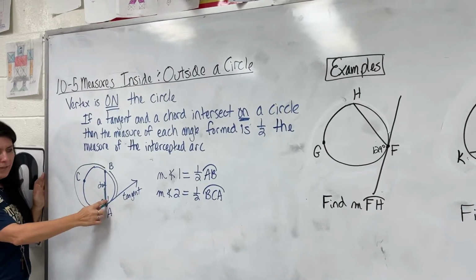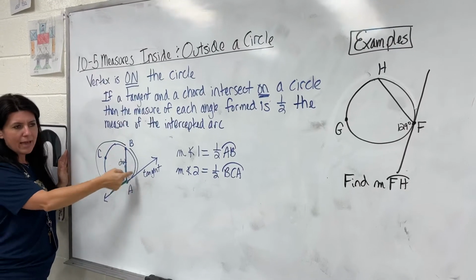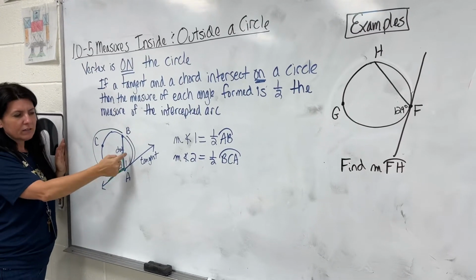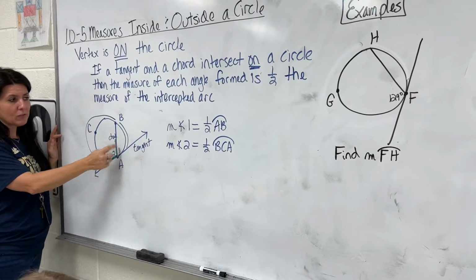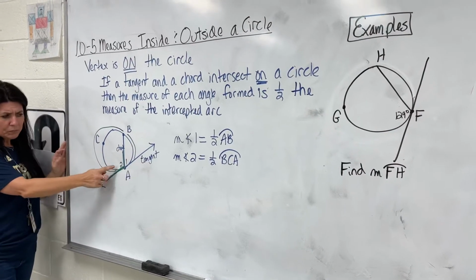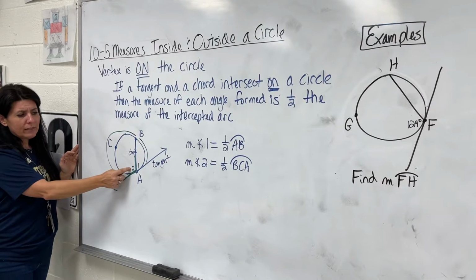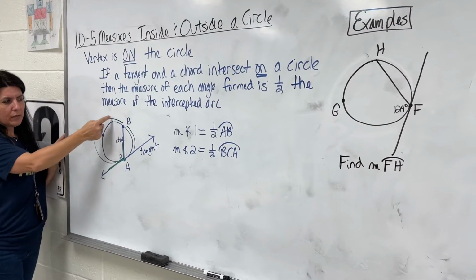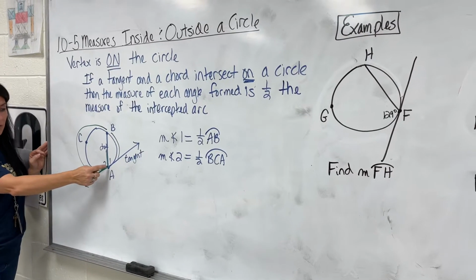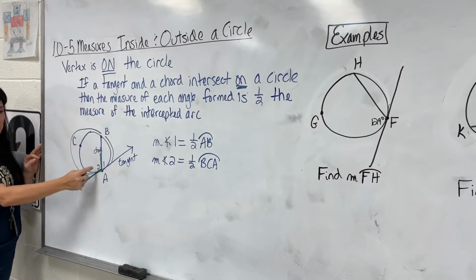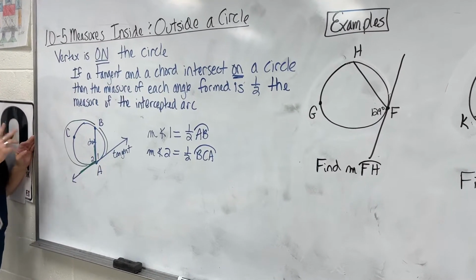Angle 1 is half the measure of this arc BA. So take that arc, divide by 2, and that gives you this angle. You can take this angle and multiply by 2, and that would give you the arc. Over here with angle 2, we can take that angle and multiply by 2, and it would give you this arc BCA. Or you can take this arc ACB, divide by 2, and that would give you that angle. Make sure you see that both ways.